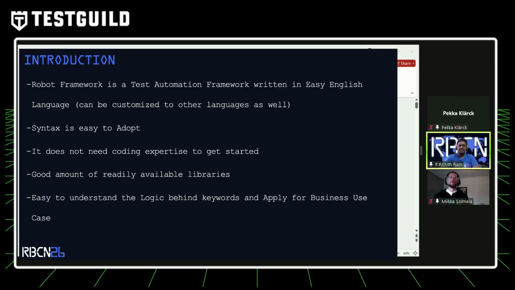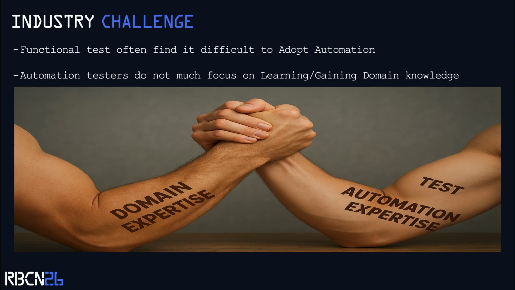The familiar ones are Selenium for UI or browser-based automation, and request libraries for API-level automation, and so on. Again, it's very easy to understand the logic behind these keywords and apply them to a business use case. So not only technical users, even non-technical users can easily adopt this framework.